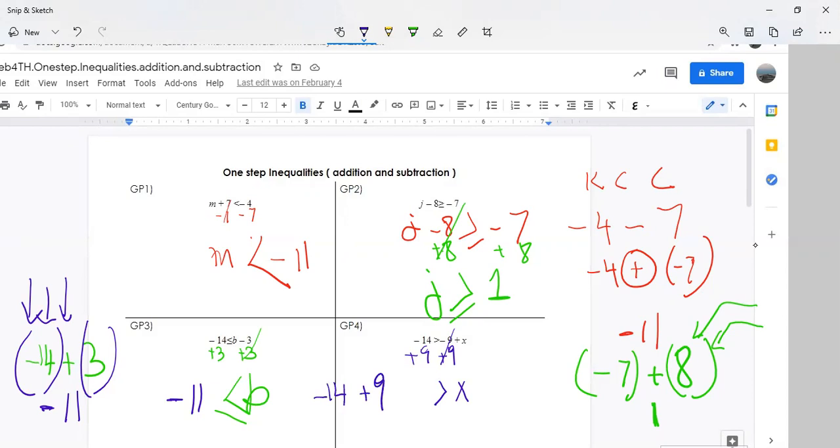They have different signs. One is positive, the other one is negative. This is addition. So the rule says different signs subtract. 14 minus 9 gives me 5. Which sign do I keep? The negative sign, because the negative has a bigger absolute value. So this will be x less than -5. Okay?